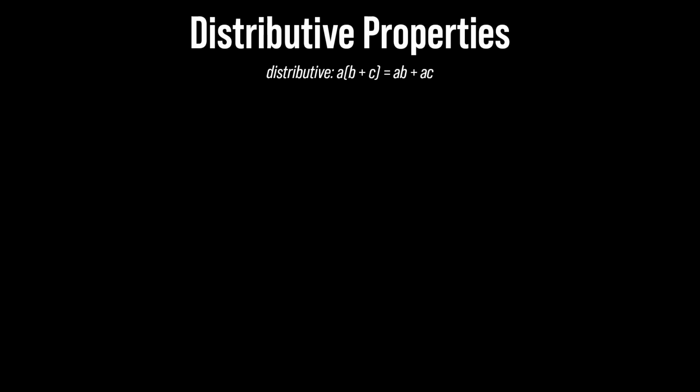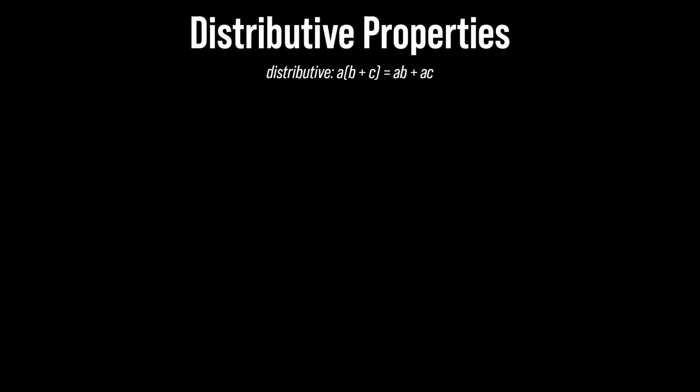Today we're going to learn about the distributive property. The distributive property states that A times (B plus C) is equal to AB plus AC. Now this is another method that you can use to calculate expressions.